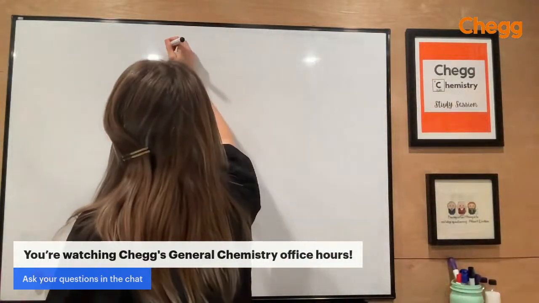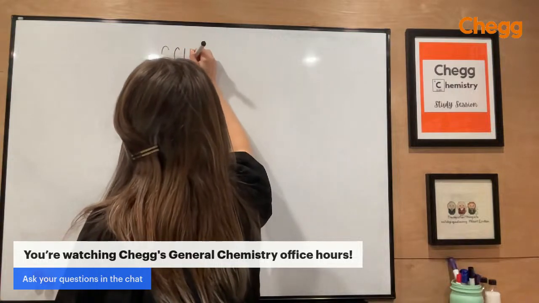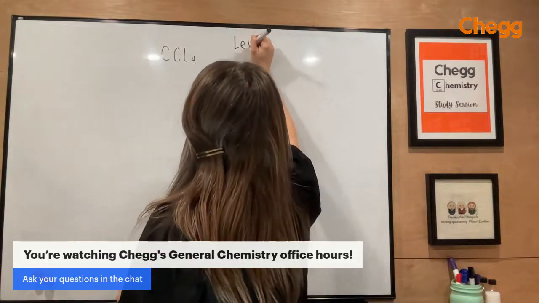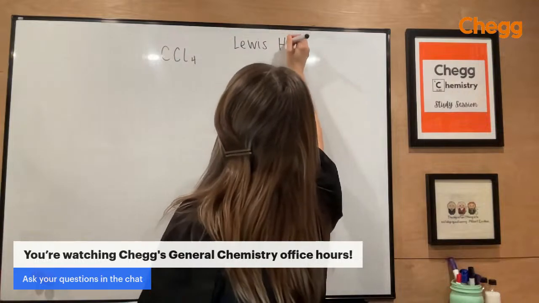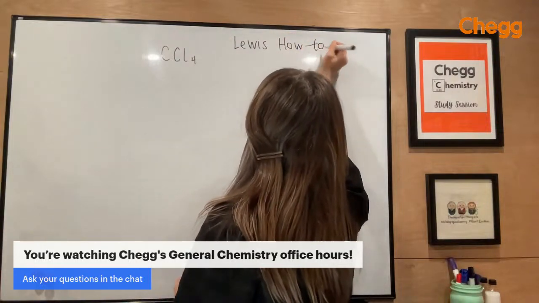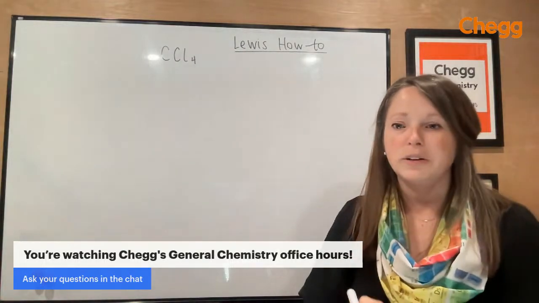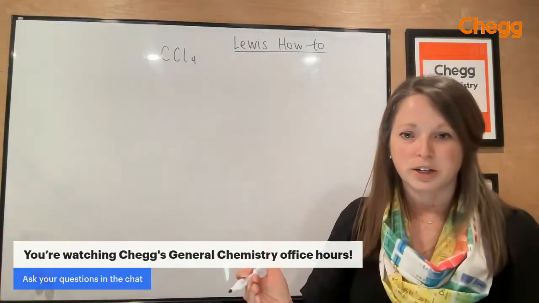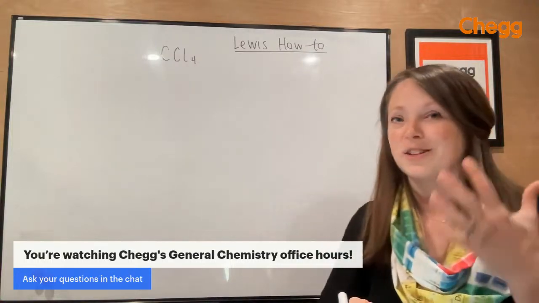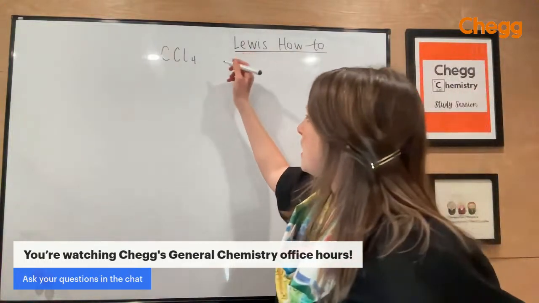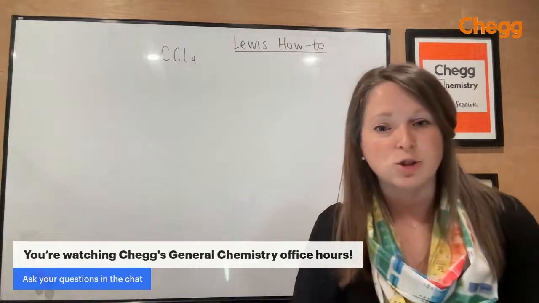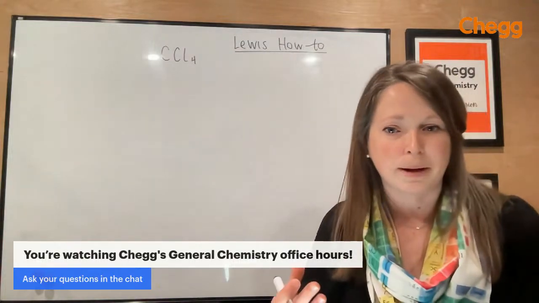We'll do carbon tetrachloride, just as an example. All right, how do I draw a Lewis structure? There are just a couple steps you need to follow, and you can do literally any structure with a little bit of practice. You've got to think of it as solving a puzzle. All right, first step, count the total number of valence electrons in your molecular or covalent compound.